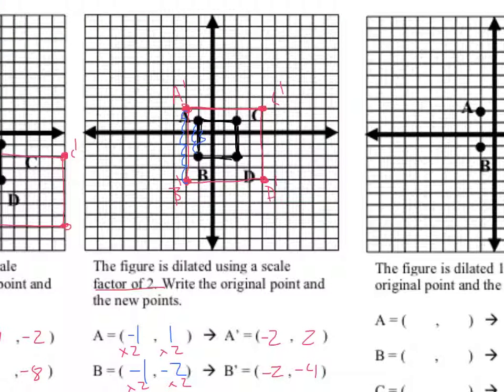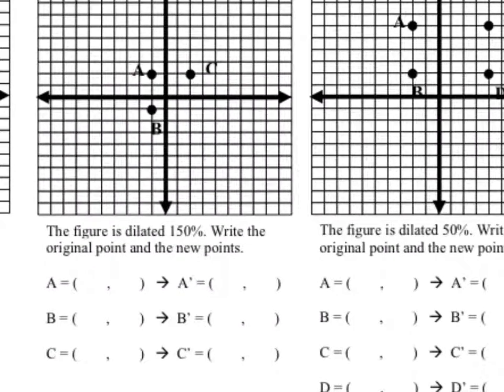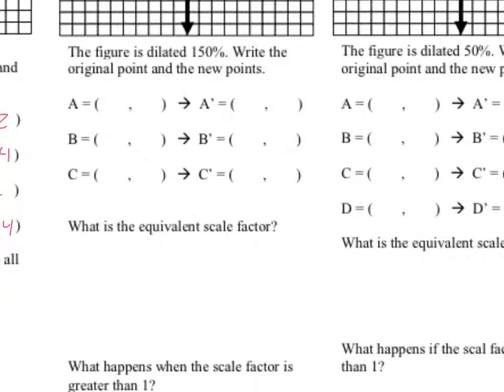Moving forward, now we have one that says it's dilated 150%. This doesn't give us a scale factor like the original did. However, we can turn that 150% into a scale factor. What do you think the equivalent scale factor for 150% is going to be? What is our equivalent scale factor going to be for 150%? What do we think? Why do you think that?